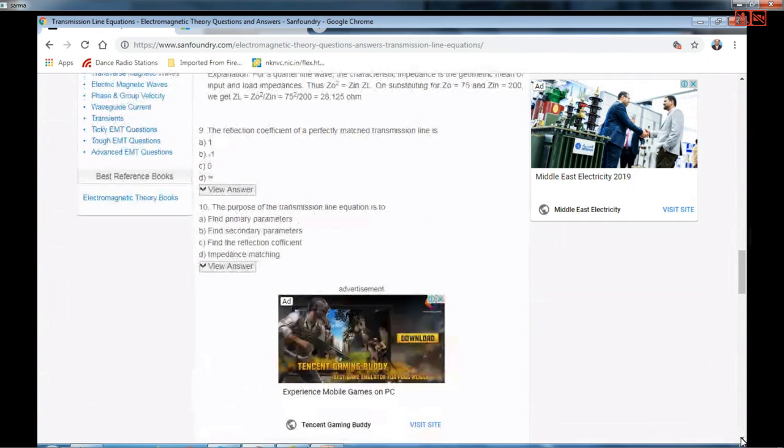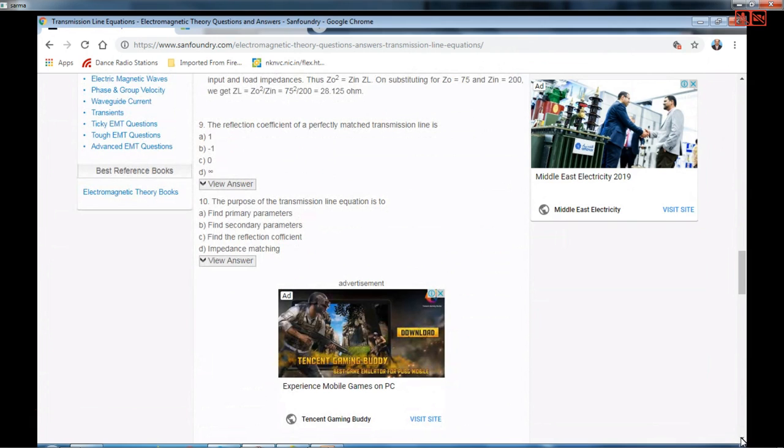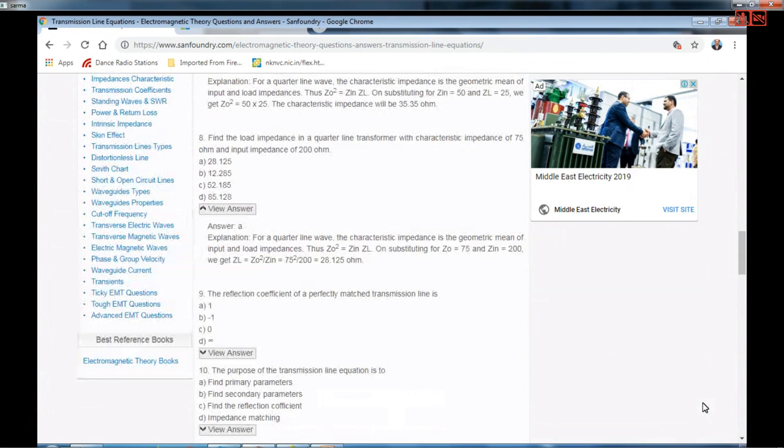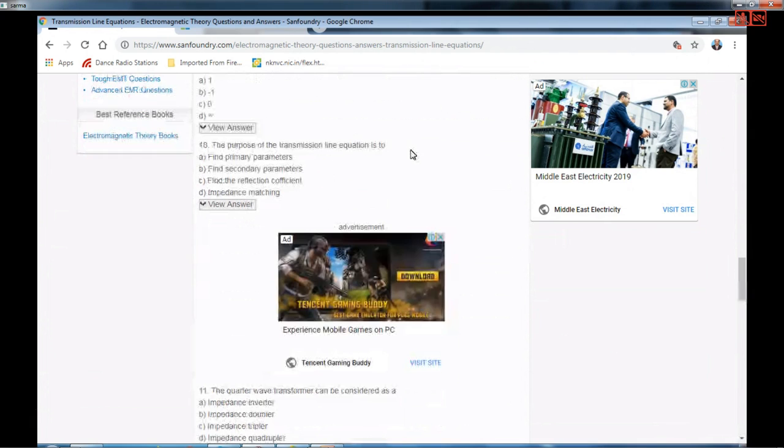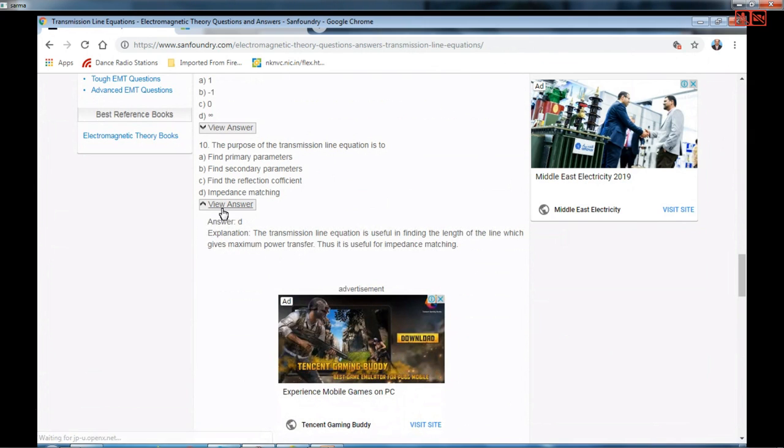Okay, so next question, we will just wait for a while. After today's discussion, maybe we can do it. So the 10th question is: the purpose of the transmission line equation is to find primary parameters, secondary parameters, the reflection coefficient, or impedance matching. So it is to find the impedance matching. The transmission line is useful in finding the length of the line which gives maximum power transfer. So it is maximum power transfer. In this context, we simply say it as impedance matching, and thereby it goes very comfortably with this.